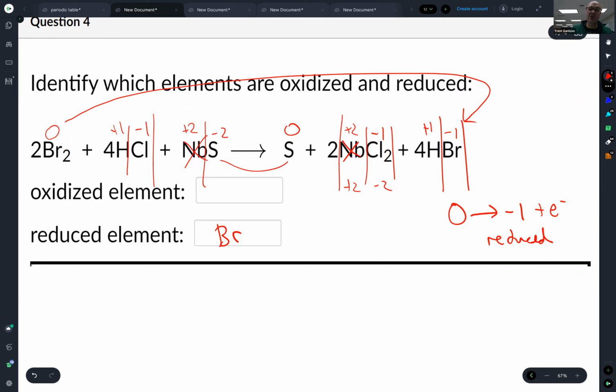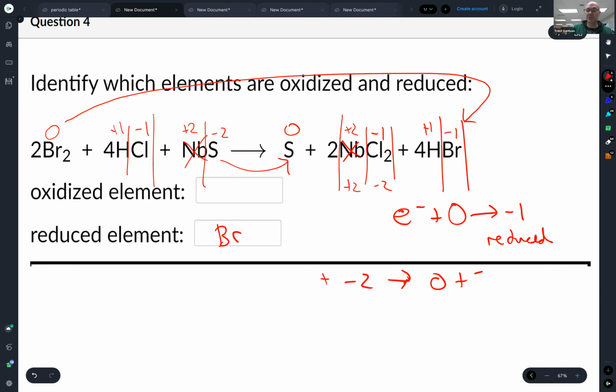It's this sulfur that goes from a -2 to a 0. Well, that means it lost 2 electrons. So it's going to lose 2 of its electrons. Whoops, I've got this on the wrong side. So it needs to add an electron over here.